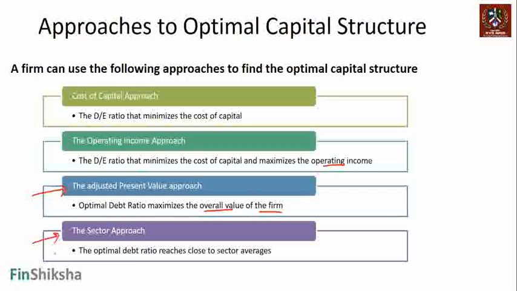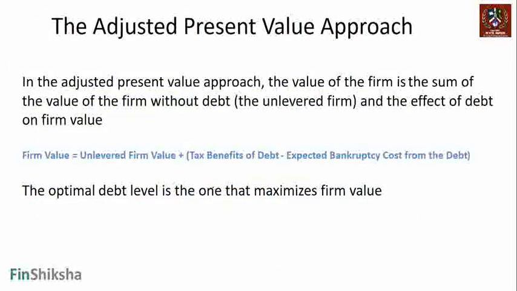And we're also going to look at the sector approach, where the optimal debt ratio is essentially the one which reaches closer to the sector averages. So we will look at both of these one by one. Let's first look at the adjusted present value approach and understand what this means.